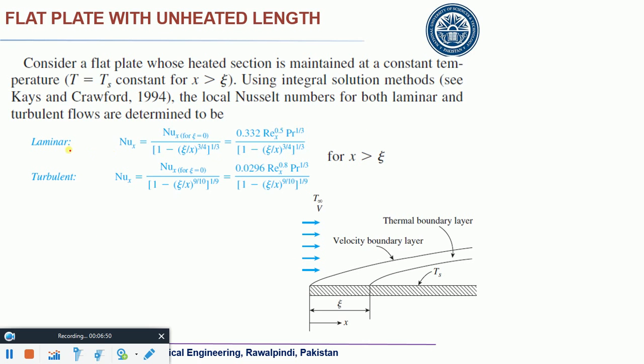Look at those relationships. If the heated section is maintained at a constant temperature, T equals Ts, for x greater than zeta. Obviously for x less than zeta, the length would be unheated. Okay, so x greater than zeta, for this length, you can use these relationships for laminar and turbulent flows. And you can find out all the fluid properties at film temperature.